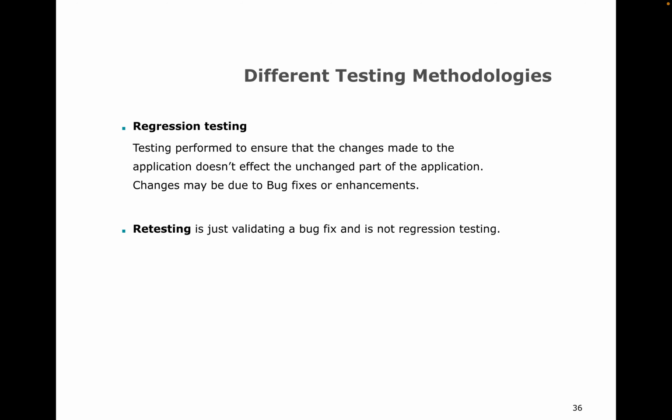If any bugs are fixed, that bug fix should not affect any other functionality. So we do regression testing. Retesting is just validating bug fixes; that is not regression testing.